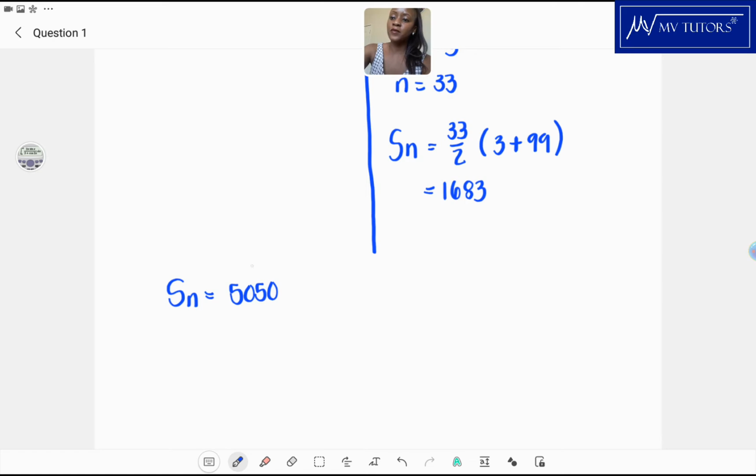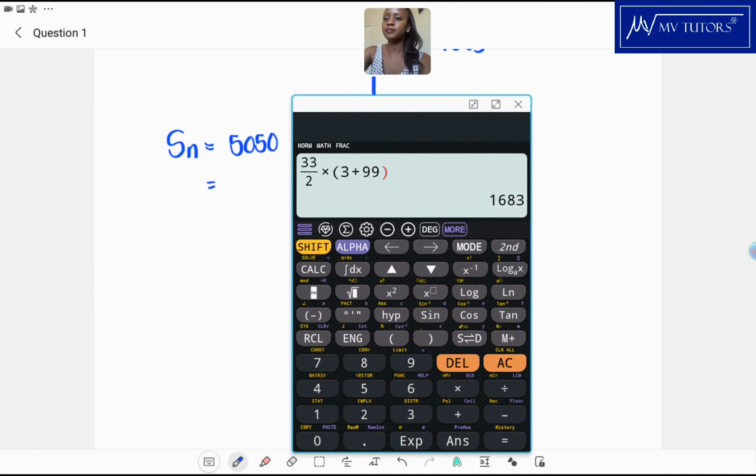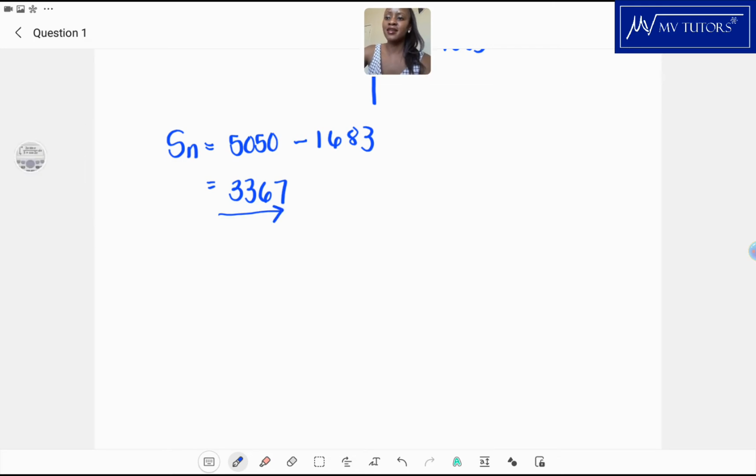And the sum of the multiples of 3 is 1683. So now my final answer would be 5050 minus the previous answer. So I have 3367. And that wraps up question 1.